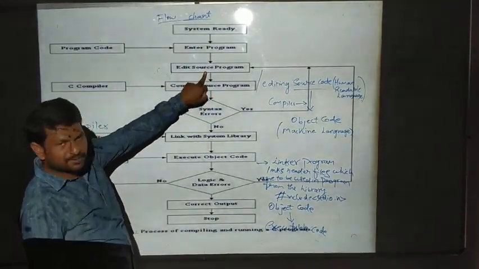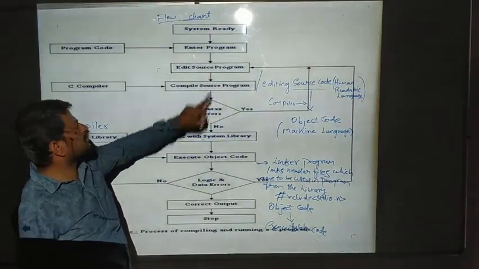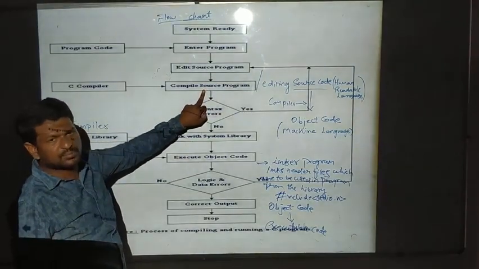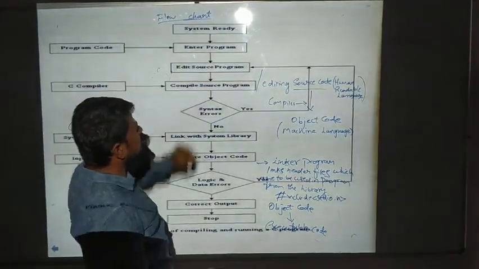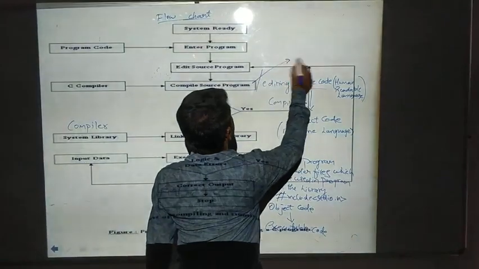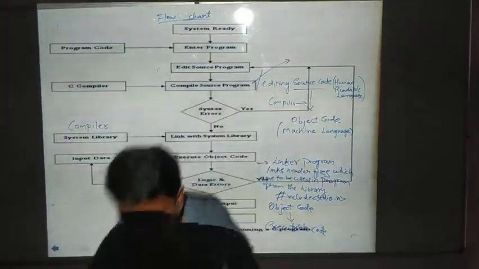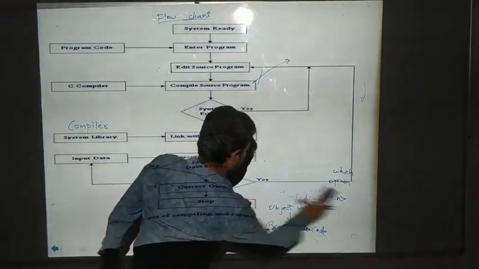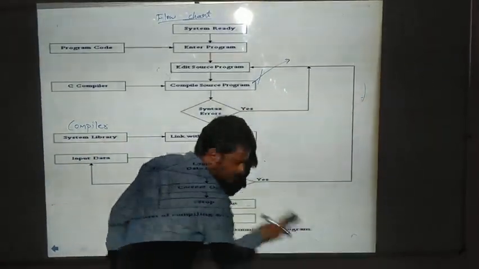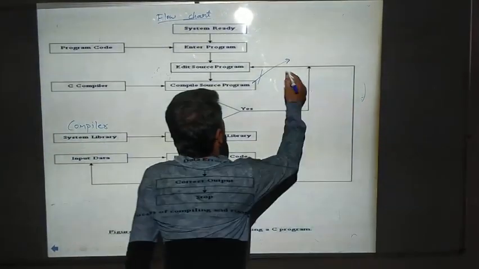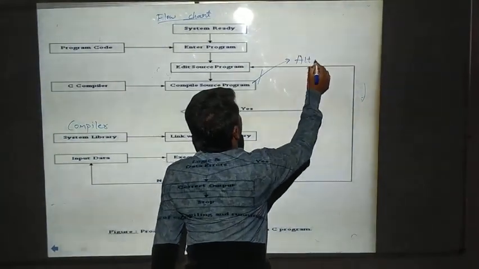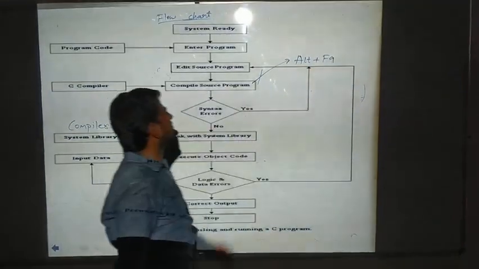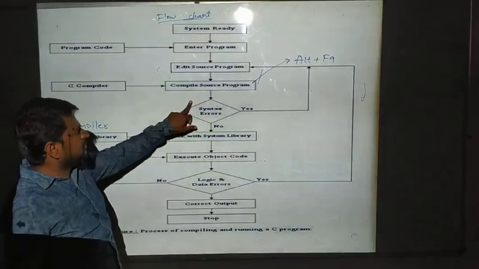If we think the source code is perfect, then we will compile the source code. Here we will use the keys for compiling. We use the keys Alt F9. Alt F9 is the key to compile a C program.